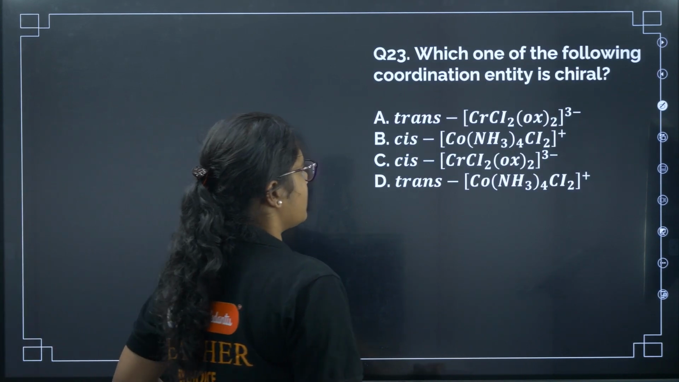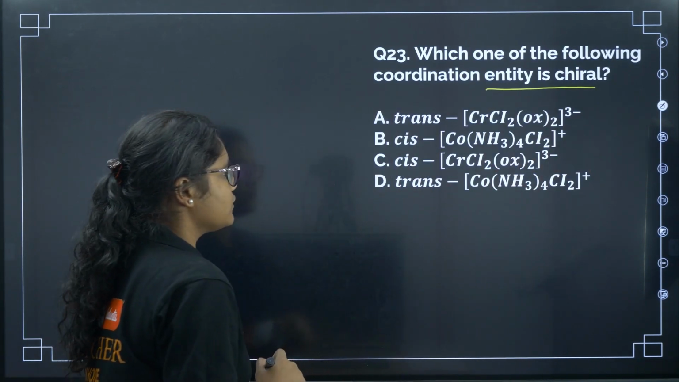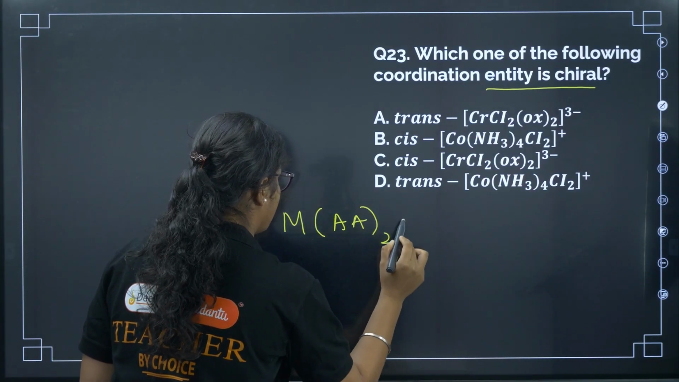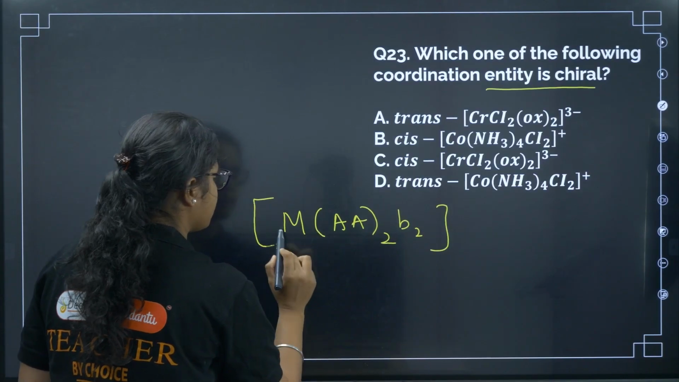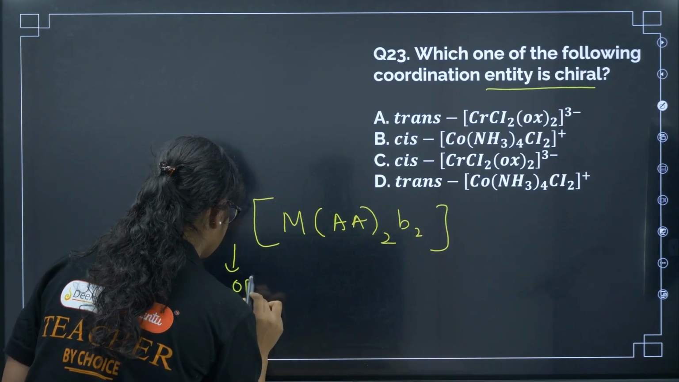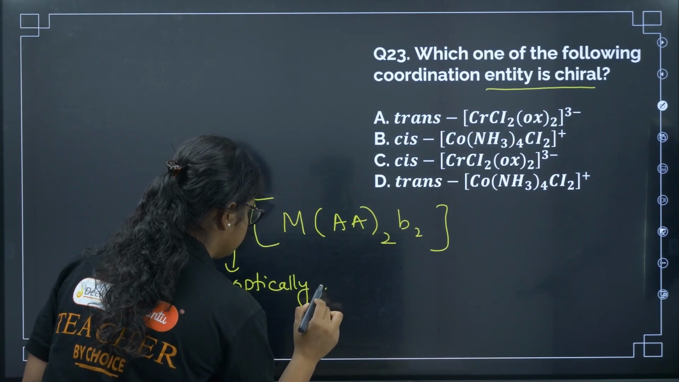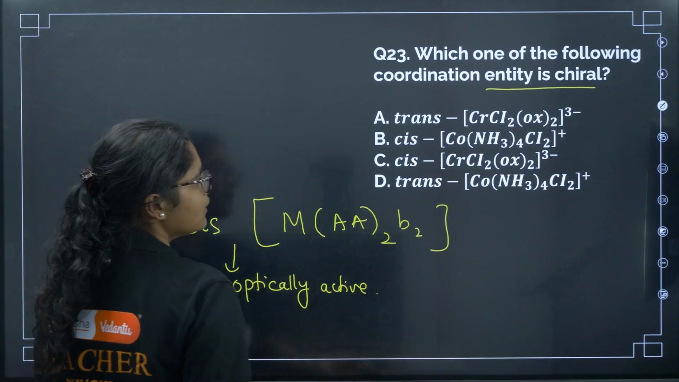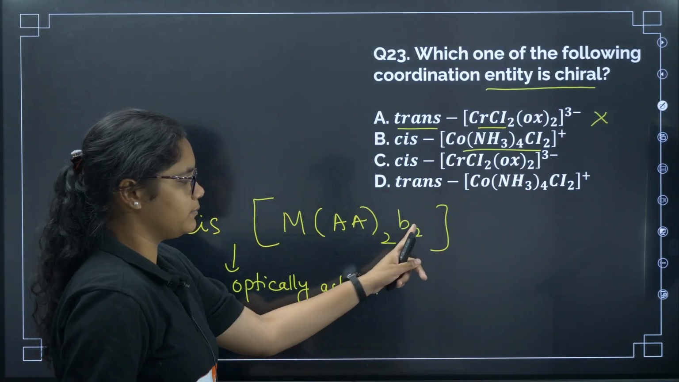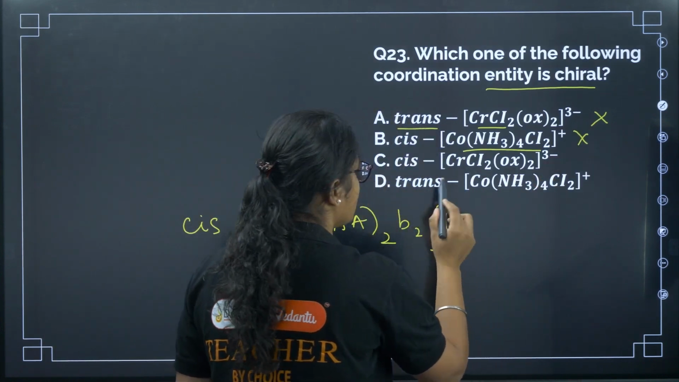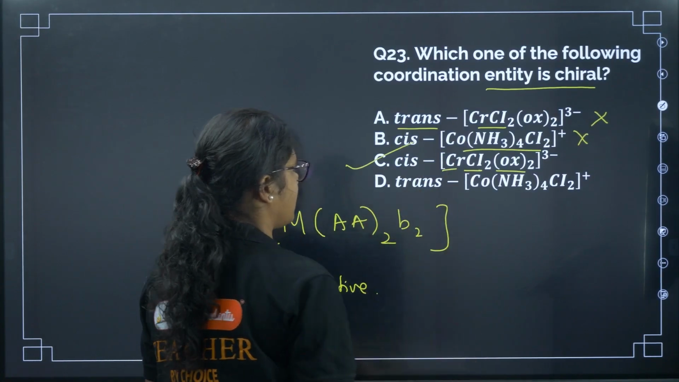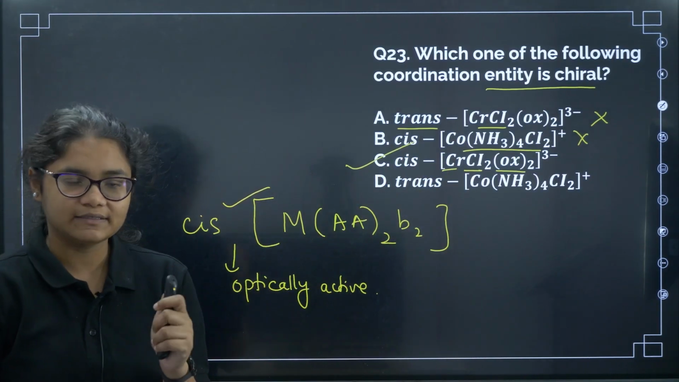Next, which one of the following coordination entities is chiral? Okay, so whenever you have a chelating ligand, of the type M(AA)2B2, if you have any complex, the cis form of that one will be optically active. We all know that, right? So now if you see here, this one is the trans form, so this will be inactive. This is not of the form M(AA)2B2, this is different, so this is also inactive. Now if you see this one, cis form [CoCl2(ox)2], this comes under this form, so the correct optically active form will be option number C.